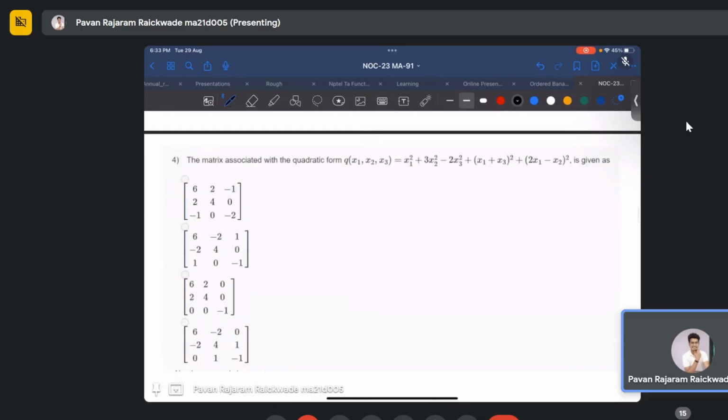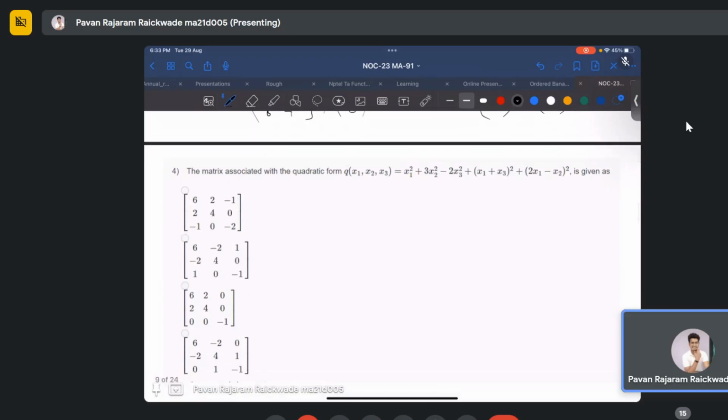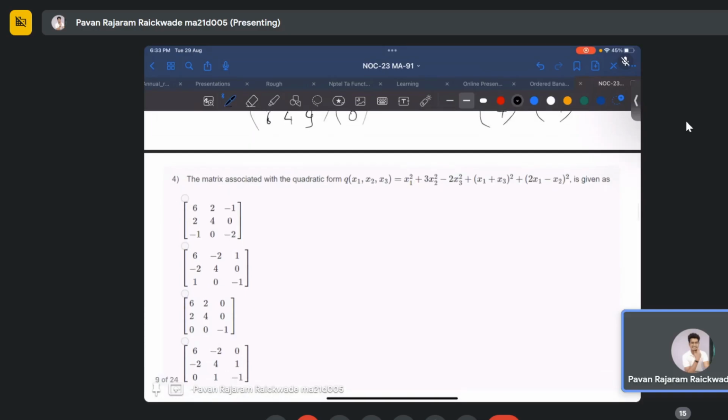Okay, so let's go to question number 4. The matrix associated with the quadratic form is given by. First of all, this is a homogeneous second degree equation. So we have a symmetric matrix. All matrices are symmetric matrices. So you have to check.